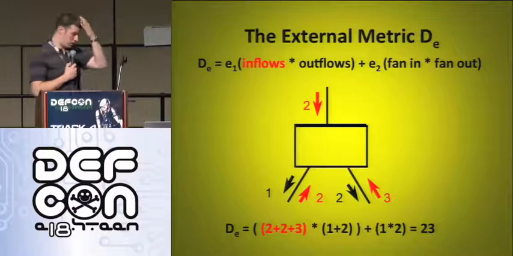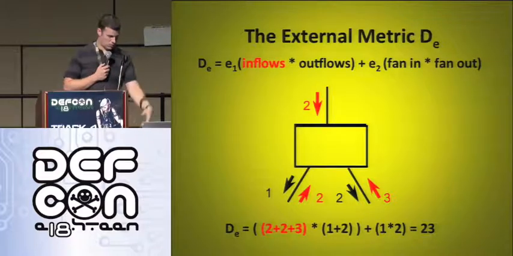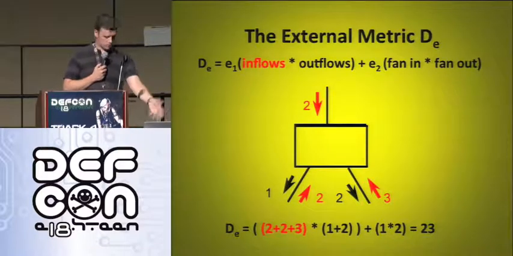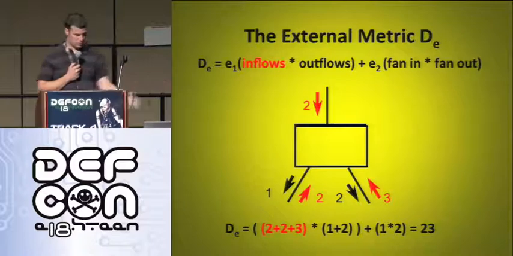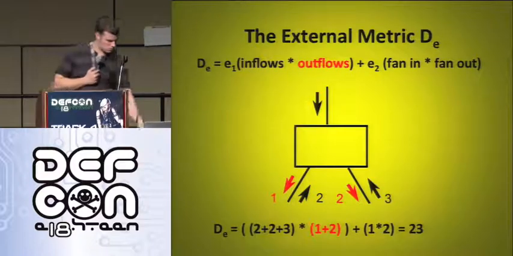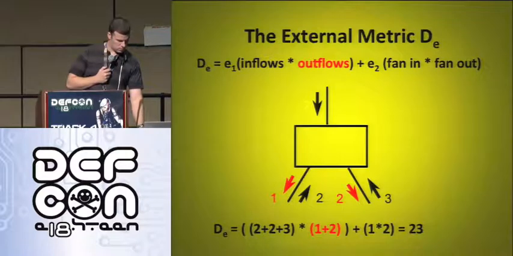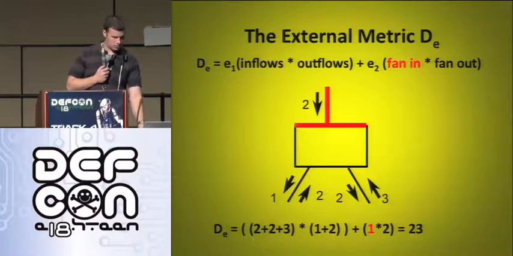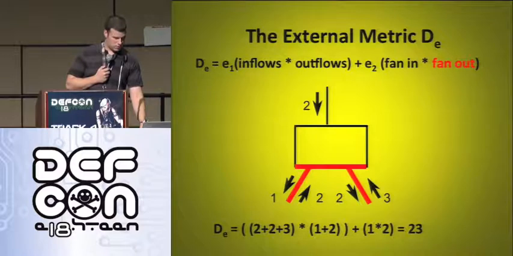So as you can see here, it's actually kind of simple once you have it all defined. You have 2 plus 2 plus 3 times, and then your result is 23. So let's go ahead and break that down to each part: inflows, outflows, fan in, fan out.